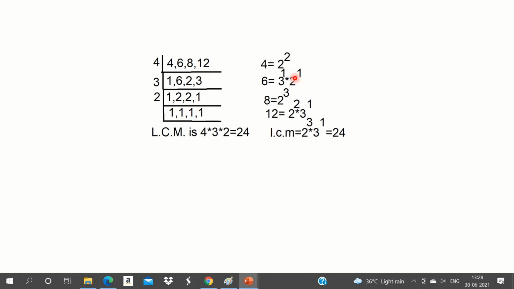After that, 3 is there. What is 3's highest power? 3 power 1 is the highest here. So 2 cube into 3 power 1 is 24. So 24 is the LCM of 4, 6, 8, 12. This prime factorization is not useful for simple numbers. It is useful for very big numbers. If very big numbers are there, you can write them in prime factors and take the highest power of every prime factor and multiply them, and you get the LCM.